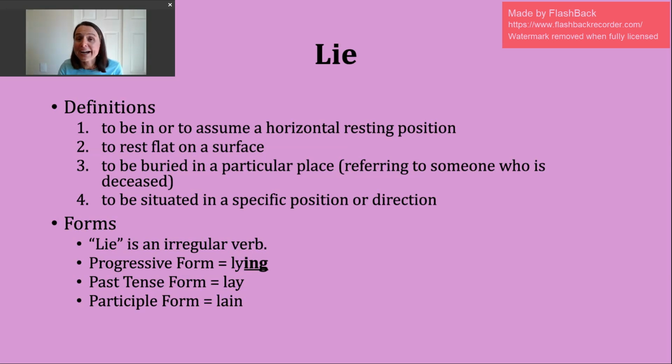And the first way you might hear lie used is to be in or to assume a horizontal resting place. So someone might say, I'm going to lie in bed, right? I'm going to be horizontal, not vertical. This is vertical, this is horizontal. I'm going to be in a horizontal resting place in bed or maybe on a couch. A second way you might hear lie used is to mean to rest flat on a surface. So here we could be talking about an object being flat on a surface.